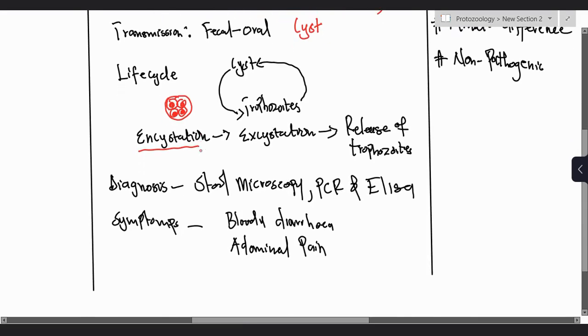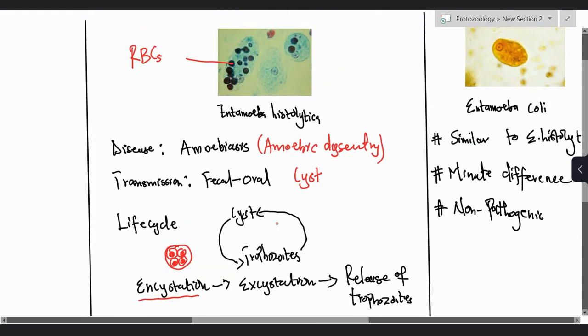Now, we have other diagnostic methods that we use. We have the PCR, which is often the gold standard, and then we have the ELISA, that is enzyme-linked immunosorbent assay. Okay, so symptoms of amoebiasis, we have bloody diarrhea and then abdominal pain. So that is basically the Entamoeba histolytica for you.